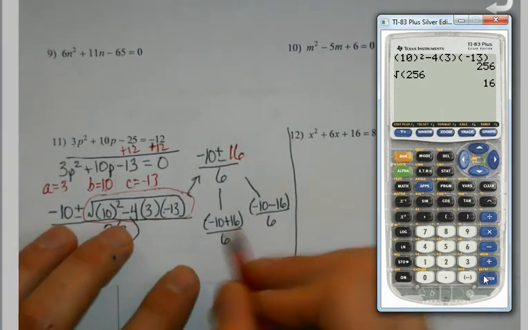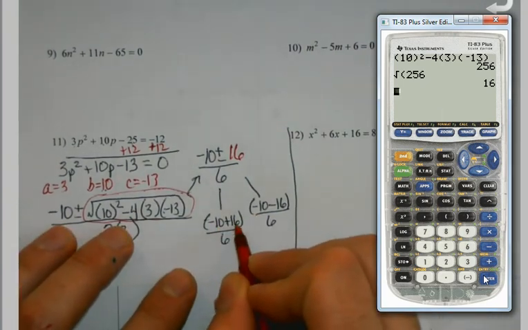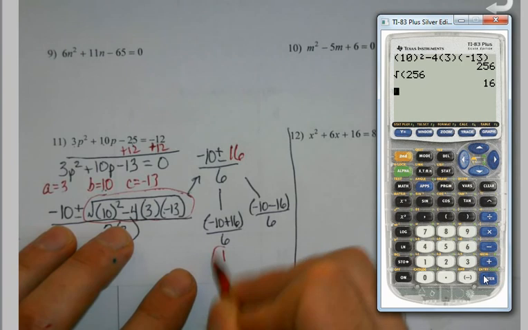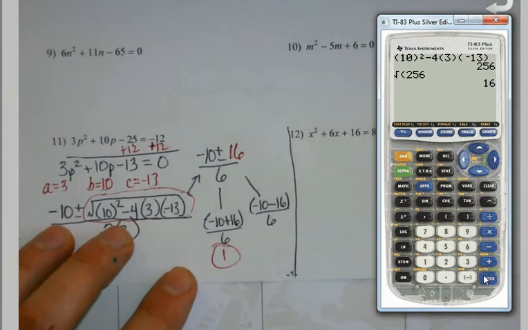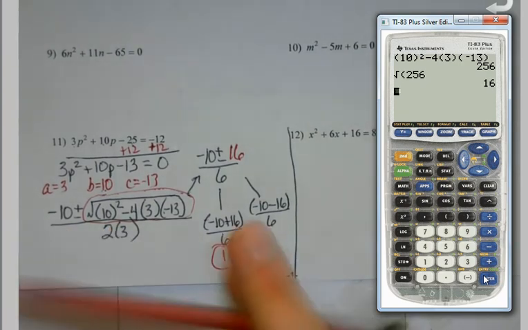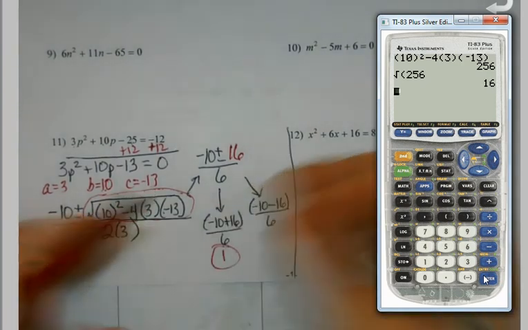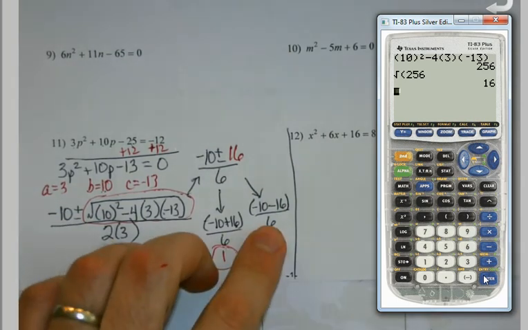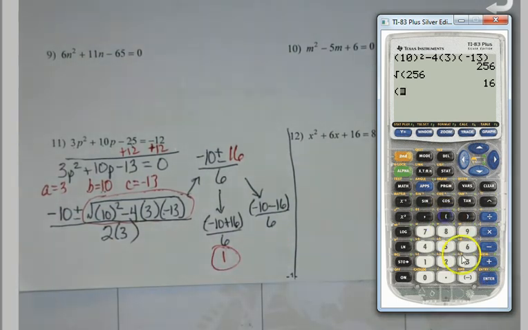So yes, negative 10 plus 16 would be 6. Divided by 6 is 1. And then once we have that, we have negative 26 over 6. And that one I don't remember exactly what that is.